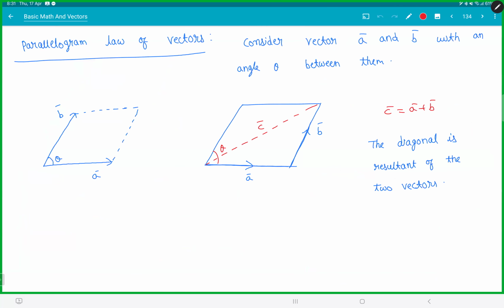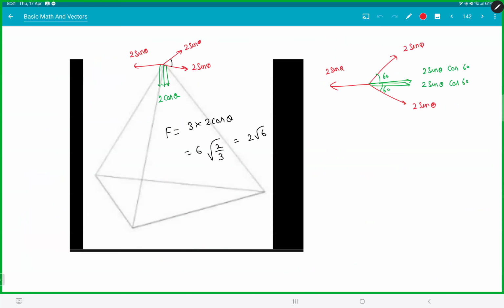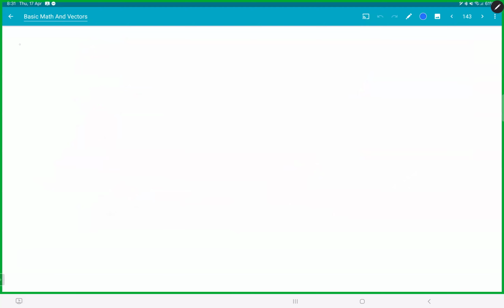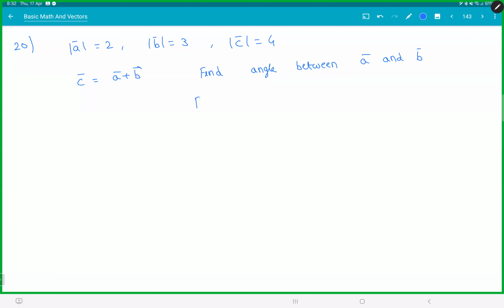So let's go ahead with a few more questions on this. Let's say mod a bar is equal to 2, mod b bar is equal to 3, mod c bar is equal to 4. And it is given that c bar is the resultant of a bar plus b bar. Find the angle between a bar and b bar. Find the angle between b bar and c bar.